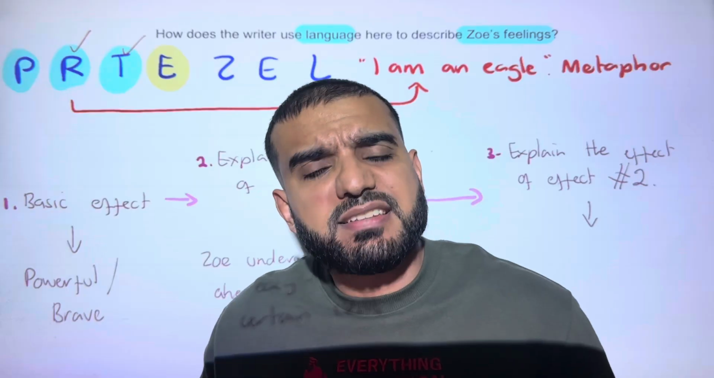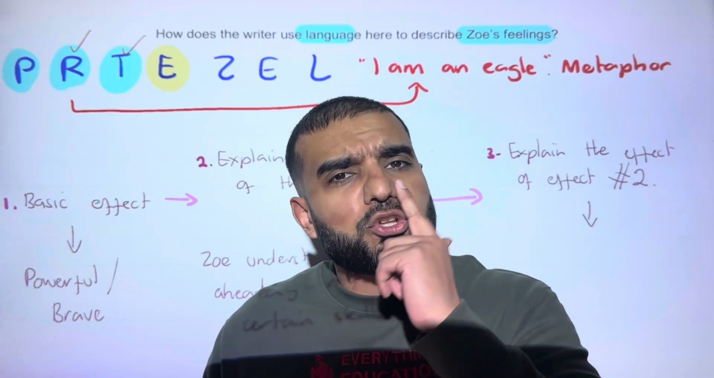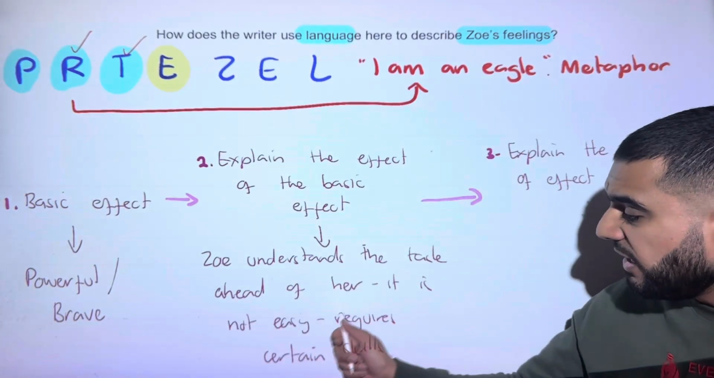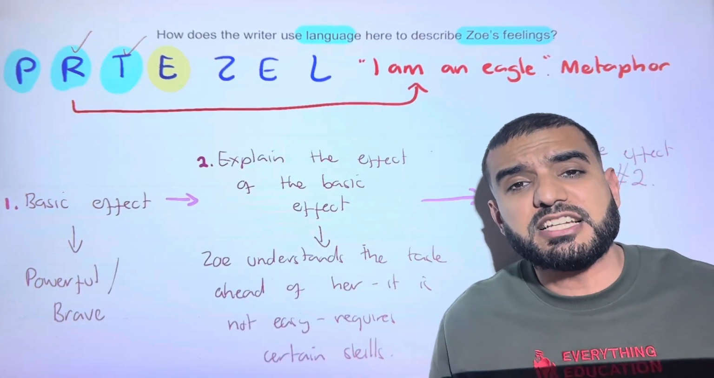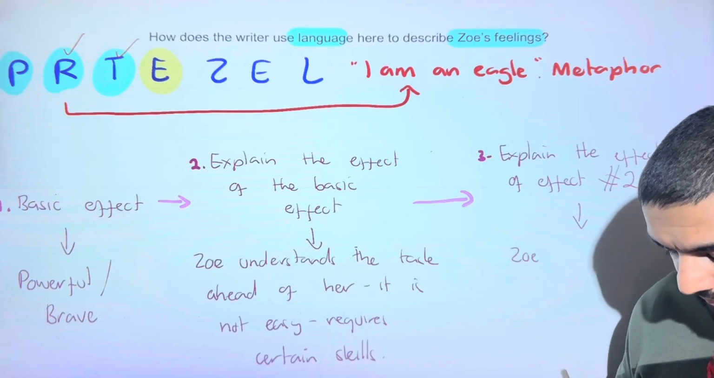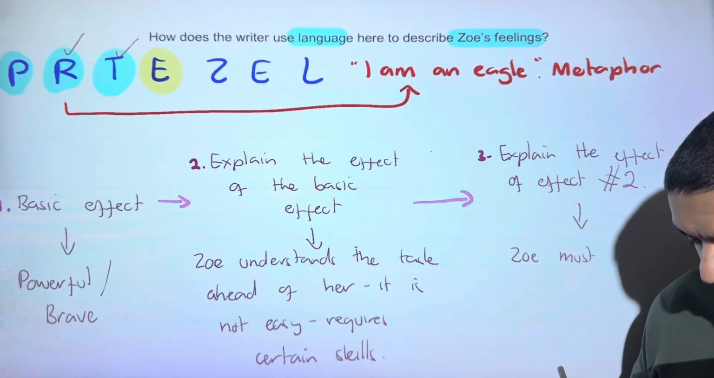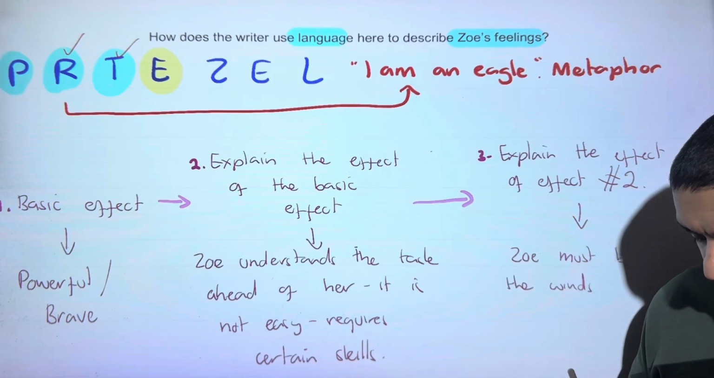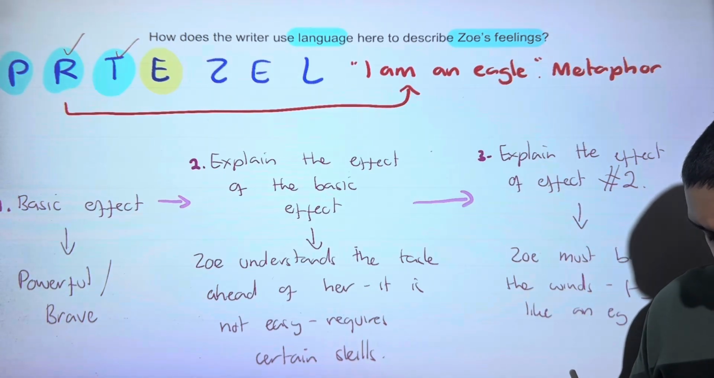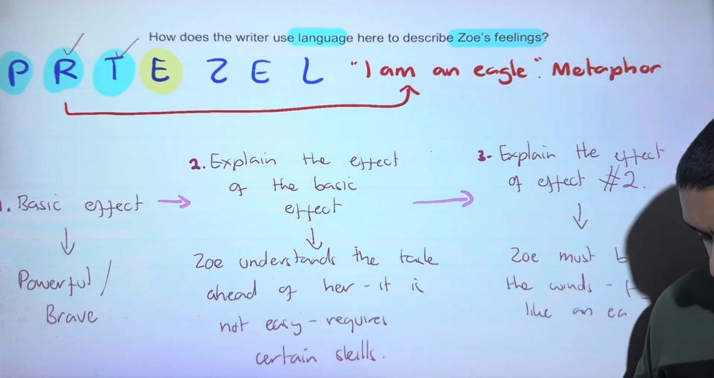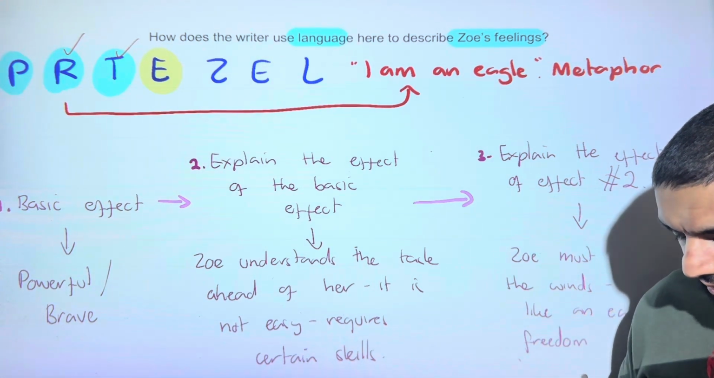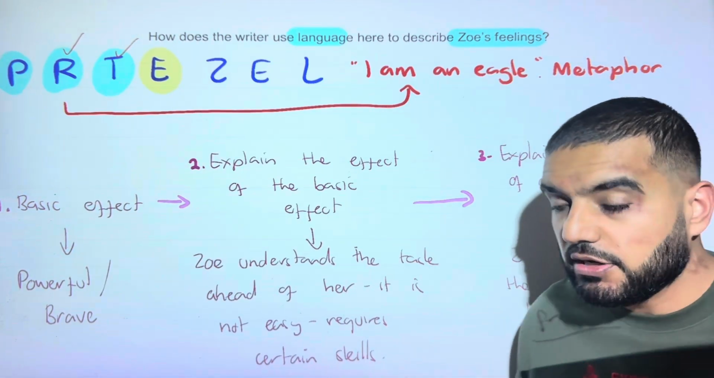Okay, what certain skill set does she need? Okay, let's go back. What does she compare herself to? An eagle. So now we think about what's the effect of this? What's the certain skills that she requires? Is that Zoe must battle the winds. She must fly like an eagle. And ultimately, like an eagle, this will allow her to achieve her freedom.